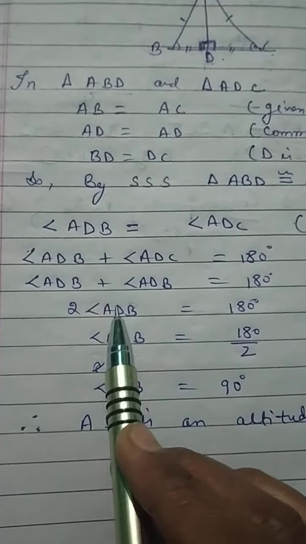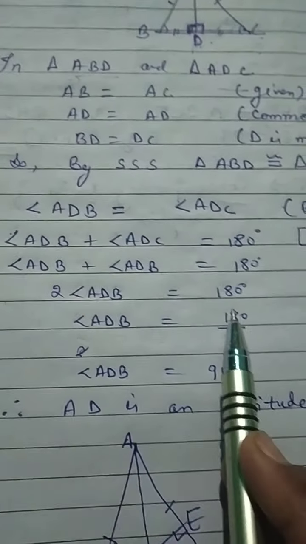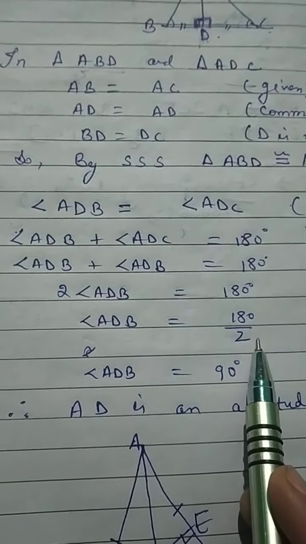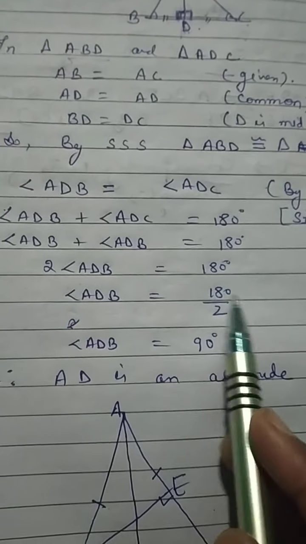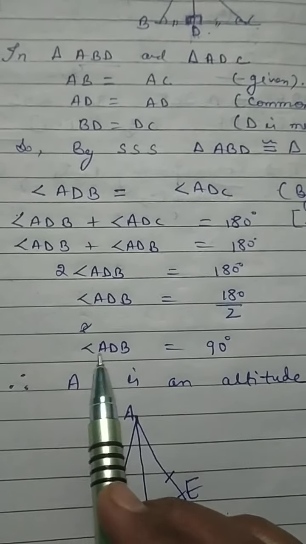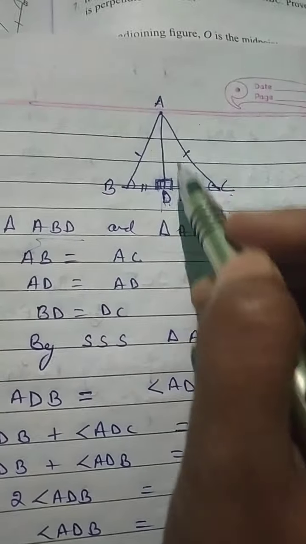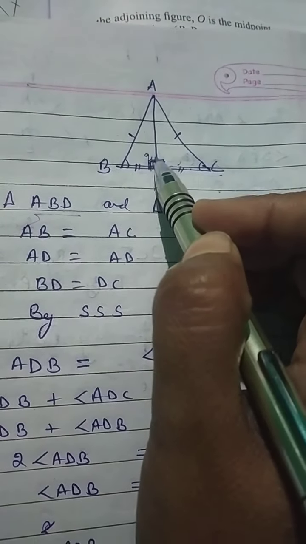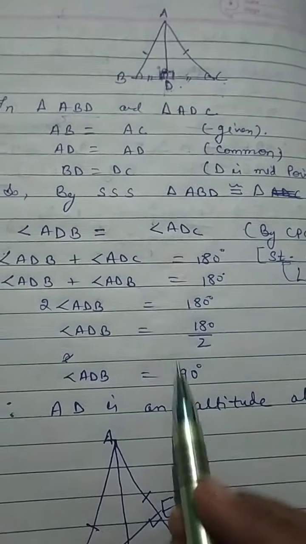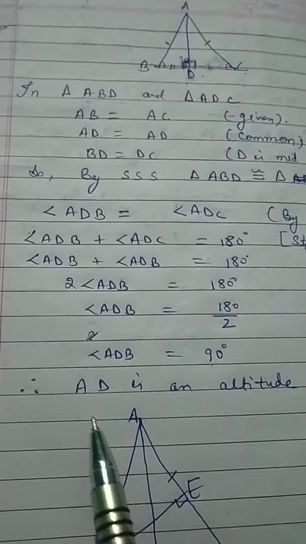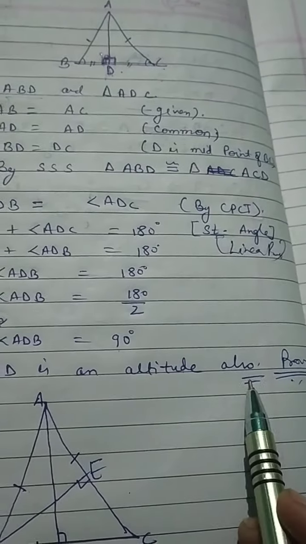So twice angle ADB, because both are ADB, equals 180. This 2 will come down and cancel out, we will get 90 degrees. Angle ADB is equal to 90, we have proved. It means AD is perpendicular, or AD is an altitude.